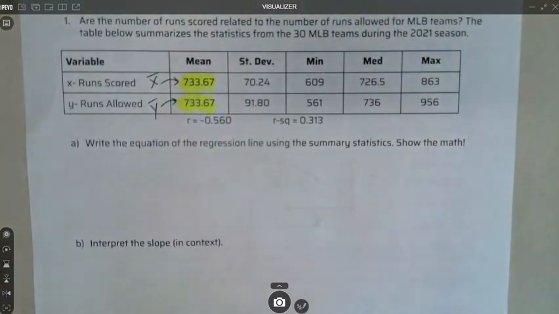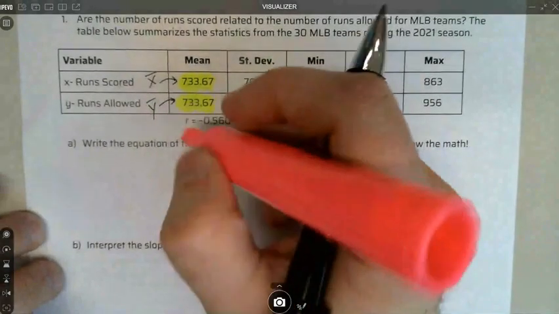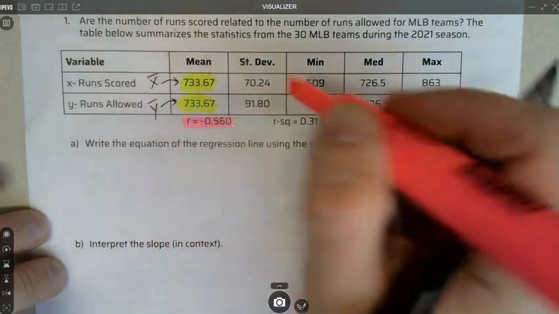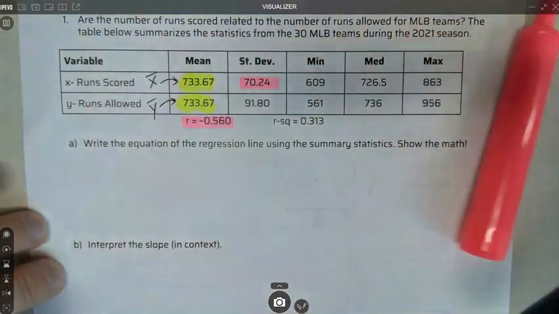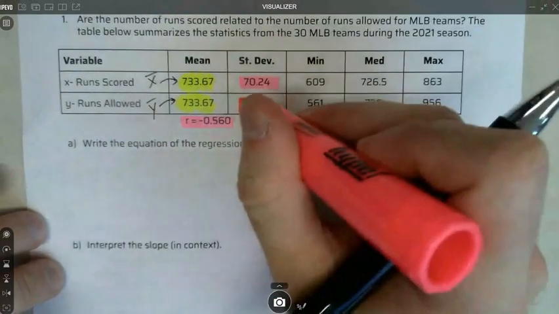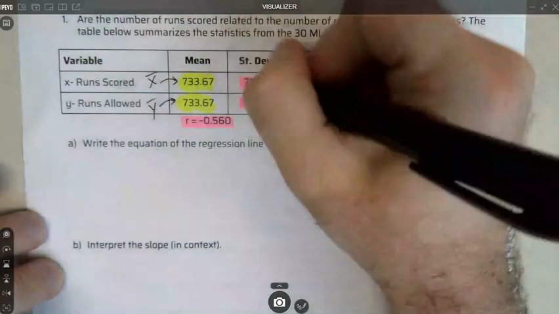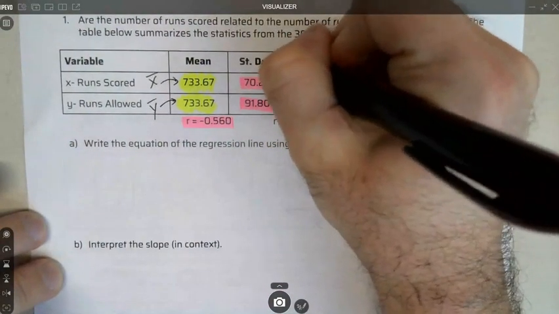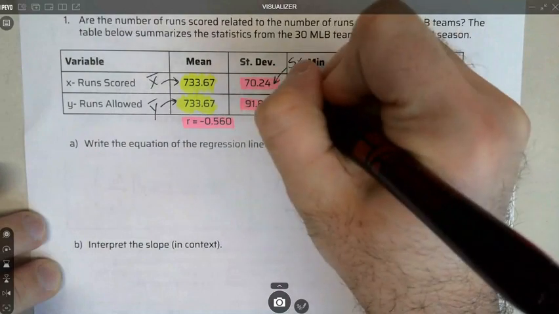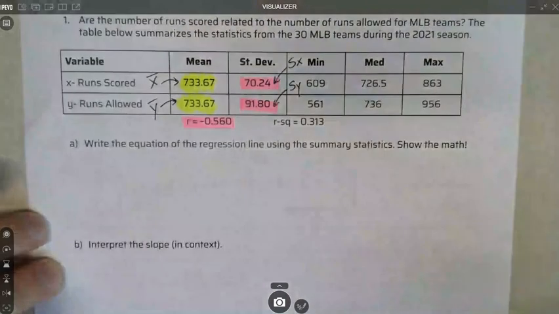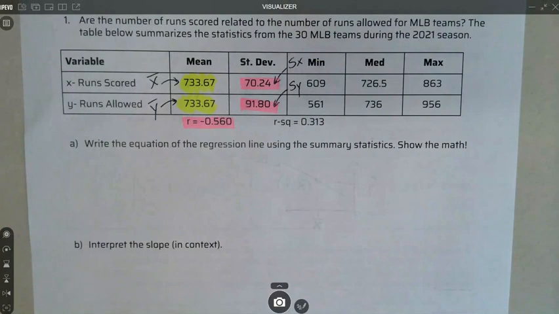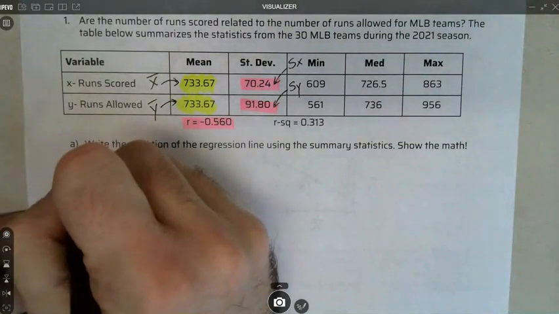To calculate our slope, the three things we need are correlation r, the standard deviation of y, and the standard deviation of x. So 70.24, there's our standard deviation of x. 91.8, there's our standard deviation of y. So again, we'll start with the slope.